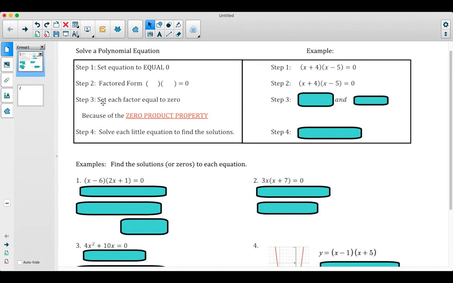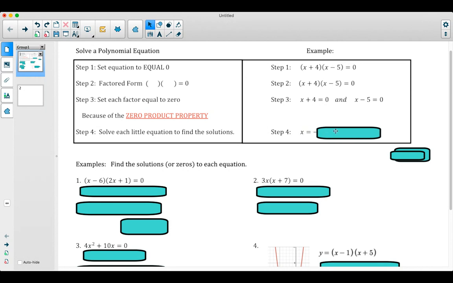So now in step 3, we're going to set each factor equal to 0. And we can do that because of the zero product property we talked about last time. So in step 3 over here, I'm going to say x plus 4 is equal to 0 and x minus 5 is equal to 0. In step 4, I'm going to solve each little equation to find our solutions. So to get x plus 4 equal to 0, I'm going to subtract 4 and get x equals negative 4. And then here I'm going to add 5 and get x equals positive 5.